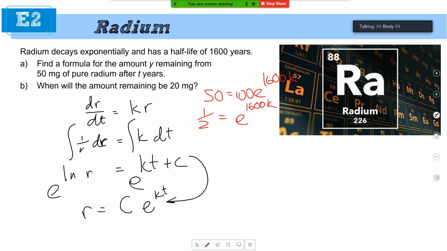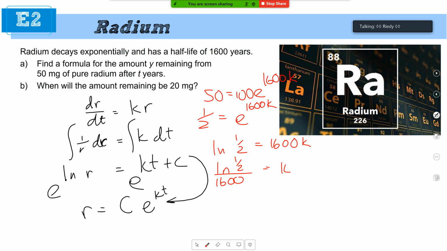Okay, Gammon, what do I do next? Natural log. You bet you do. Natural log of 1/2 equals 1600 K, and therefore K is equal to the natural log of 1/2 divided by 1600.